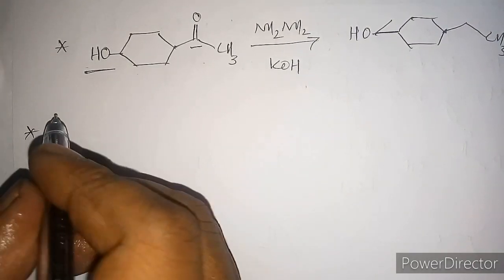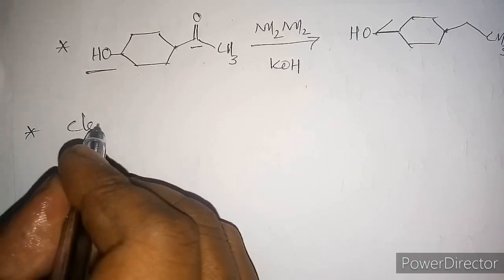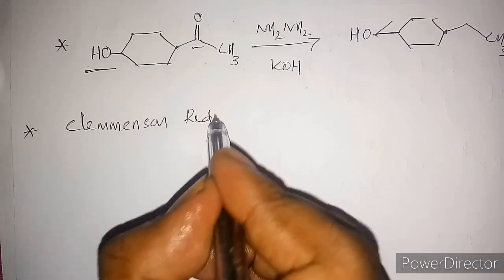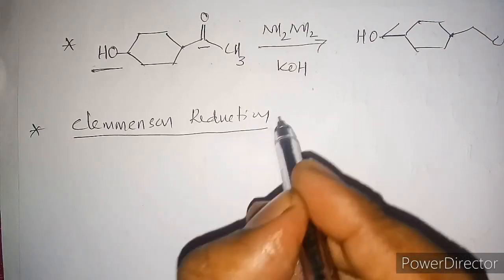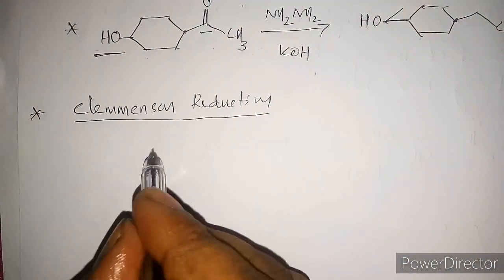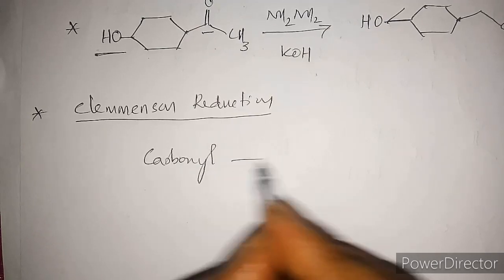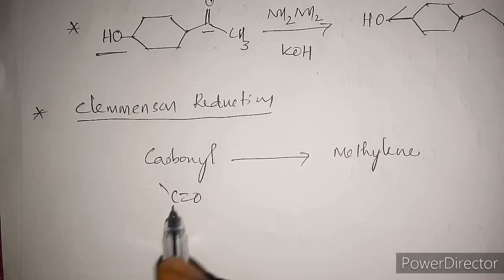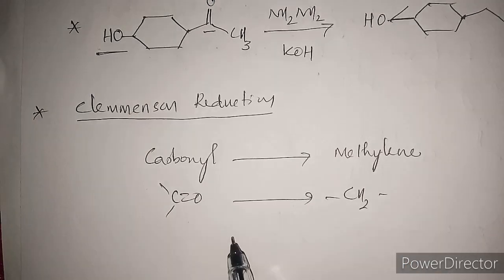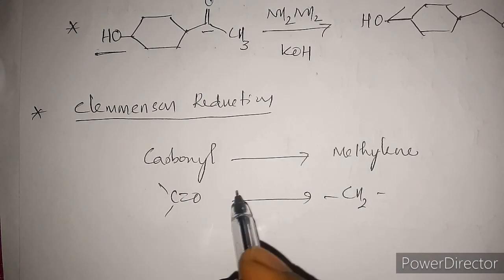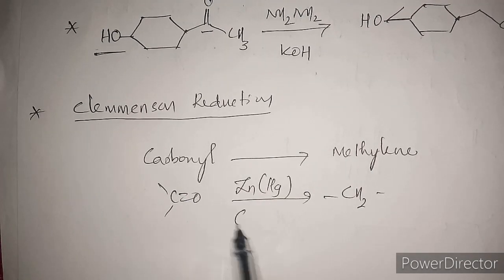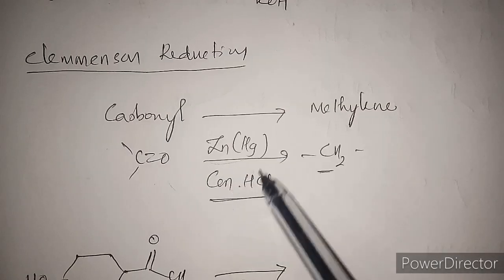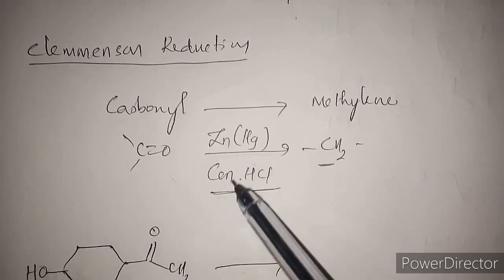And another named reaction in the reduction process is actually the Clemmensen reduction. So the Clemmensen reduction is the same: the carbonyl group is reduced to a methylene group. The same, that is the CO group is reduced to a CH2 group by using zinc amalgam and concentrated HCl. So this is the Clemmensen reducing agent, zinc. So we are carrying out the process in acid media.